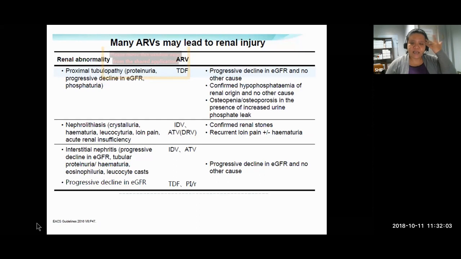Often this is a cause of our atazanavir, okay? Also darunavir to a low extent. So patients who complain of masakit yung likod, flank pain plus hematuria, you should probably look for stones, okay? And then interstitial nephritis can also be seen in patients who are on atazanavir.